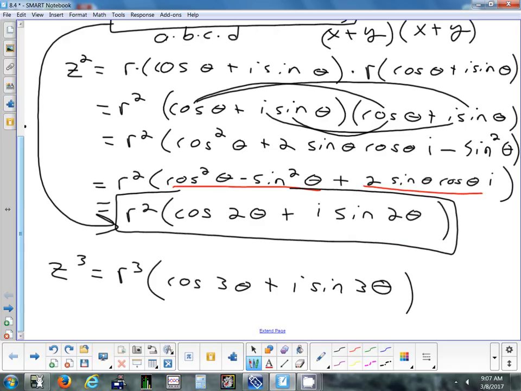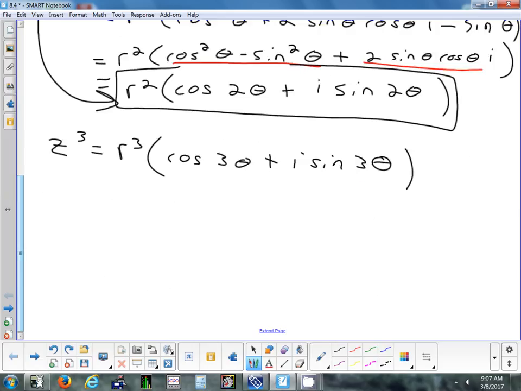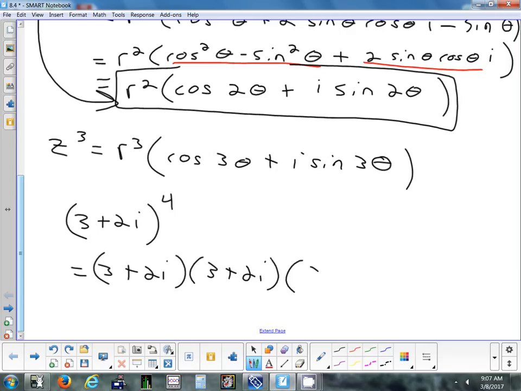Now, for squaring something, De Moivre's theorem doesn't really save you too much time. But let's say you wanted to do this to the 4th power. Okay? In trig form, you'd have to rewrite this in trig form first. And then you take the radius to the 4th power and multiply your angle by 4. If you didn't want to use trig form, this is what you'd have to do: 3 plus 2i, 4 times. This is what you would have to do in standard form.